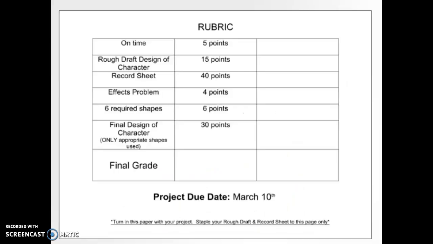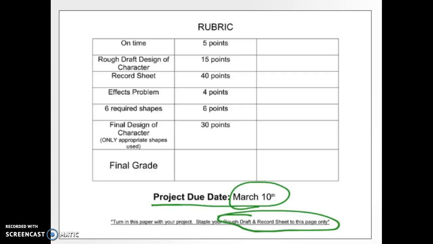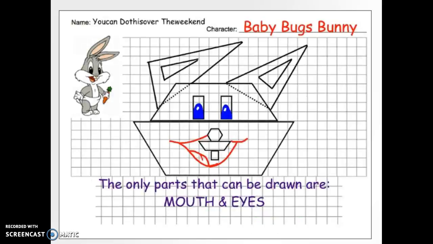So here's your rubric. I'm not going to read all this because I know you are all capable of reading. So I'll just address the due date, which is March 10th. You're going to be turning in this paper with your project. You'll staple your rough draft and your record sheet to this rubric when you turn it in.